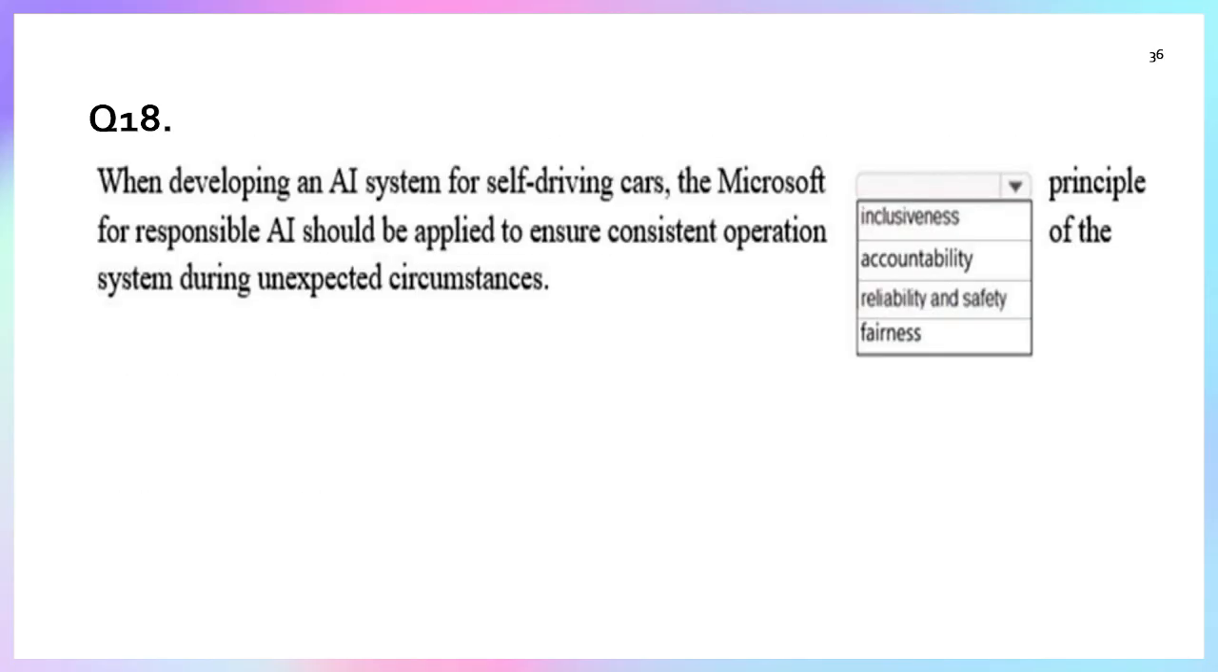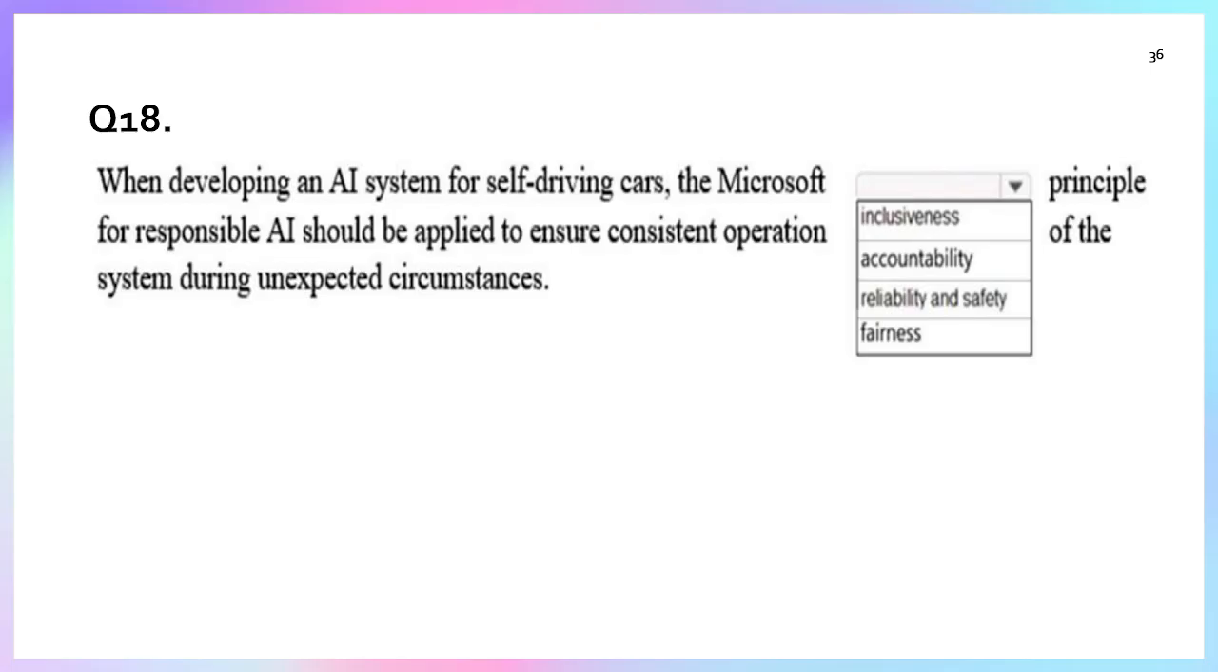Question number 18. When developing an AI system for a self-driving car, which Microsoft responsible AI principle should be applied to ensure consistent operation during unexpected circumstances? The options are inclusiveness, accountability, reliability and safety, and fairness.